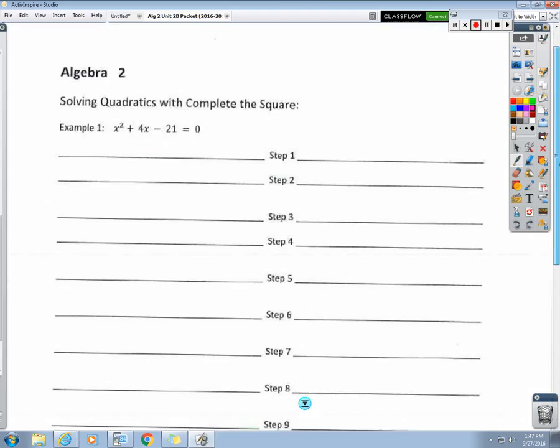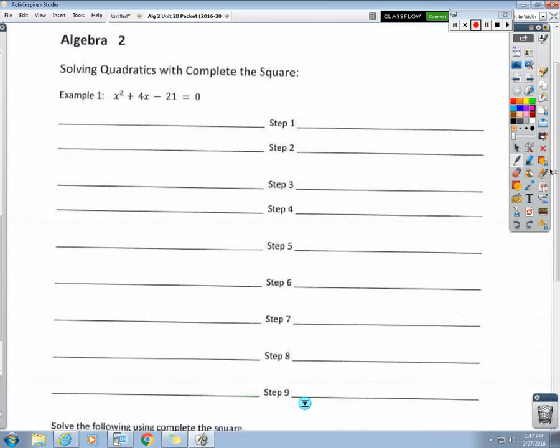Okay, today we're going to start learning another way to solve a quadratic equation. Now, this equation could also be solved using the quadratic formula. This particular one could also be solved using factoring. However, today we're going to learn a third way to solve it. It's called complete the square.